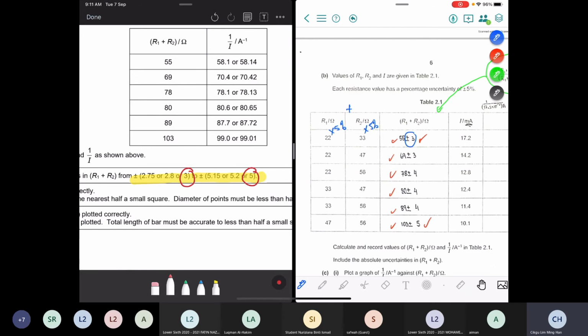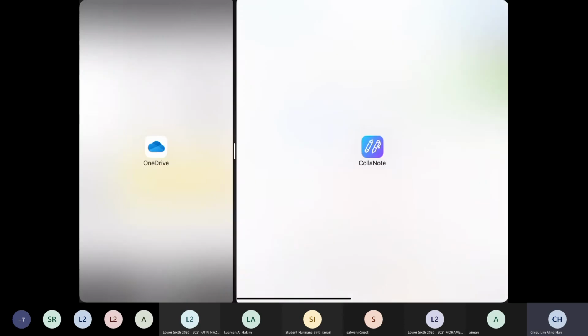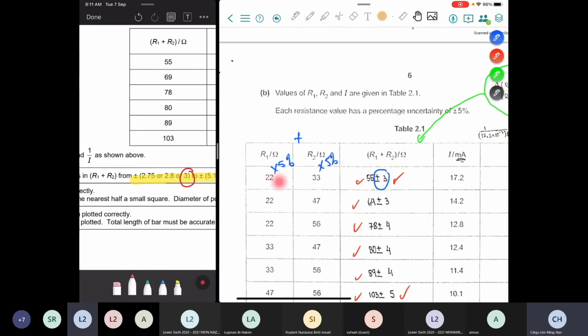Anybody got a calculator here? Can you help me with the calculation? I don't have my calculator with me now. Can somebody do for me 22 times 5%? 22 times 5% is how much? 0.1, sir. Okay, wait, 0.1, 5%. That seems wrong. Wrong, sir. 1.1. 1.1. Okay, so 1.1. This one is 5% of 33.